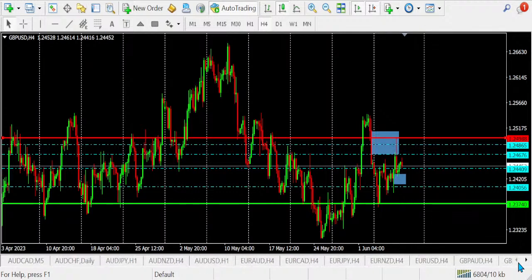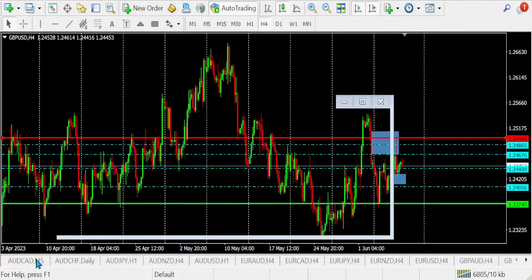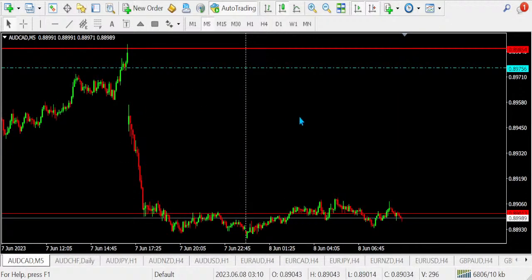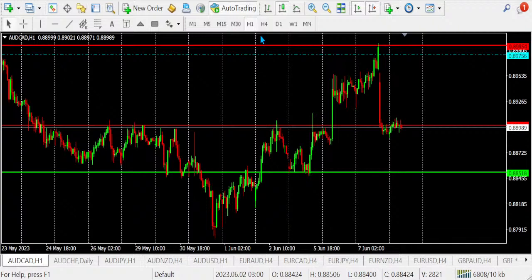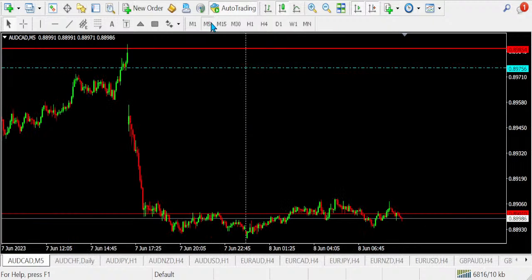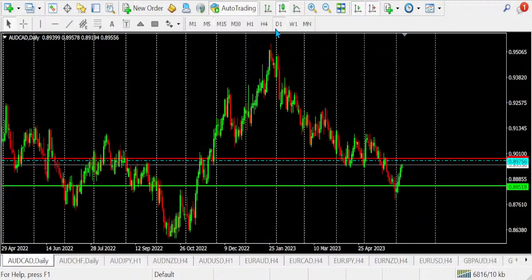Let's screen over to our Aussie CAD. We have our Aussie CAD over here, and it looks like Aussie CAD has a very big drop, as we can see, yesterday after the high impact news. So Aussie CAD today.